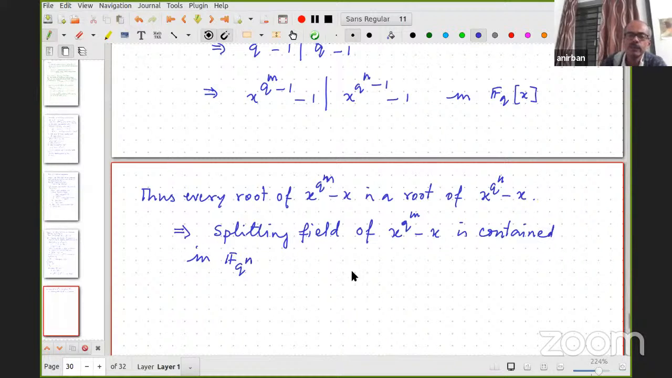So if q to the n, we know that this is precisely the splitting field of this polynomial, so it contains all the roots of this. Because every root of x to the q to the m minus x is a root of x to the q to the n minus x, the splitting field of this should be inside this one. The splitting field of this polynomial is F_q^m, so that should be inside F_q^n.